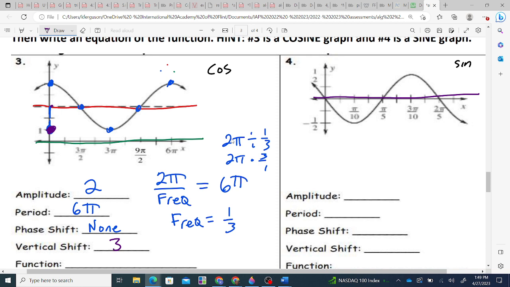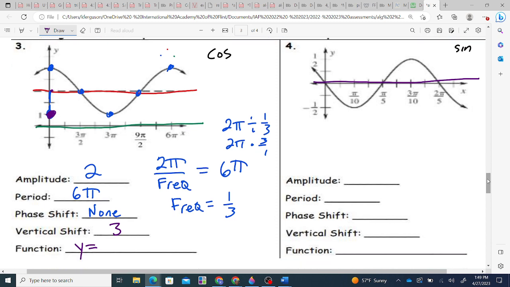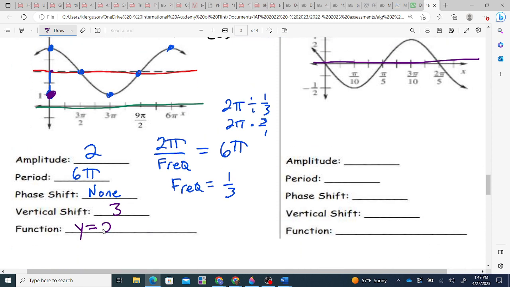Okay, so now we need to make the function. So the function is y equals, now we said we wanted a cosine graph. So we put the amplitude, so that's 2 cosine. The frequency is 1/3 x. And that's my function. Oh, my fault. Sorry. You definitely have to put +3. I would have got a point marked off.